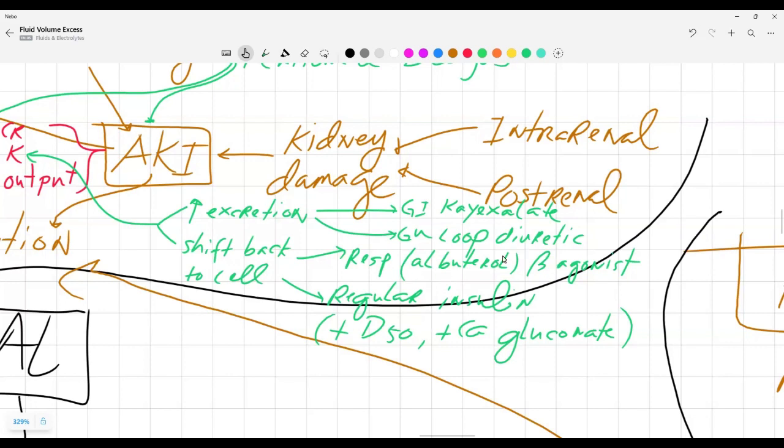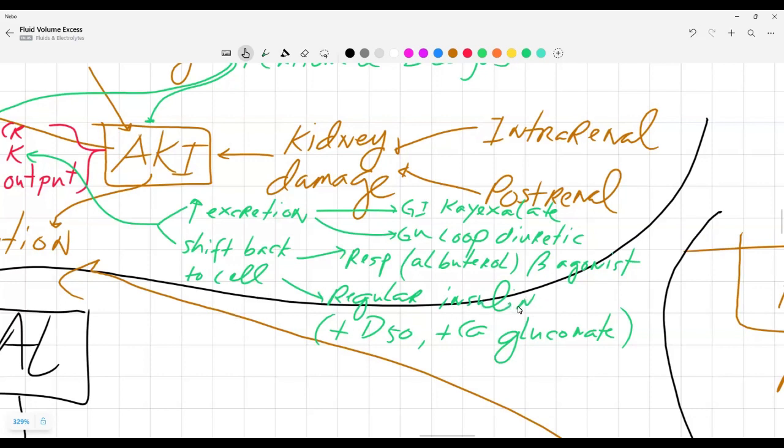One is by administering albuterol, which is a beta agonist. One of the actions of beta adrenergic agonists is the shift of potassium from the intravascular to the intracellular area where it belongs. So they might give albuterol, and also administer regular insulin. This is the only insulin that can be administered IV, and in this case, we do need it IV.